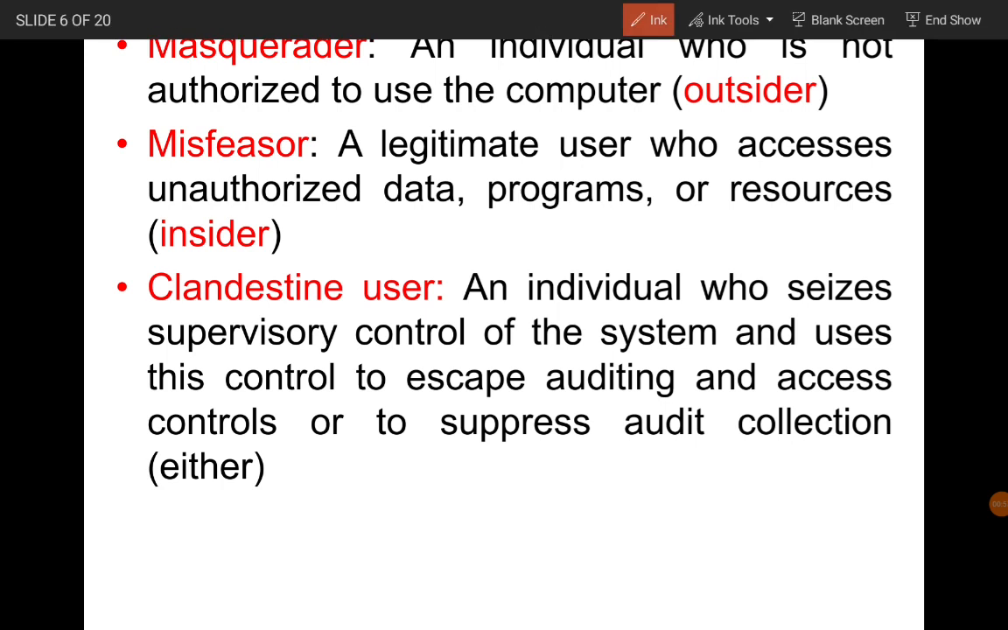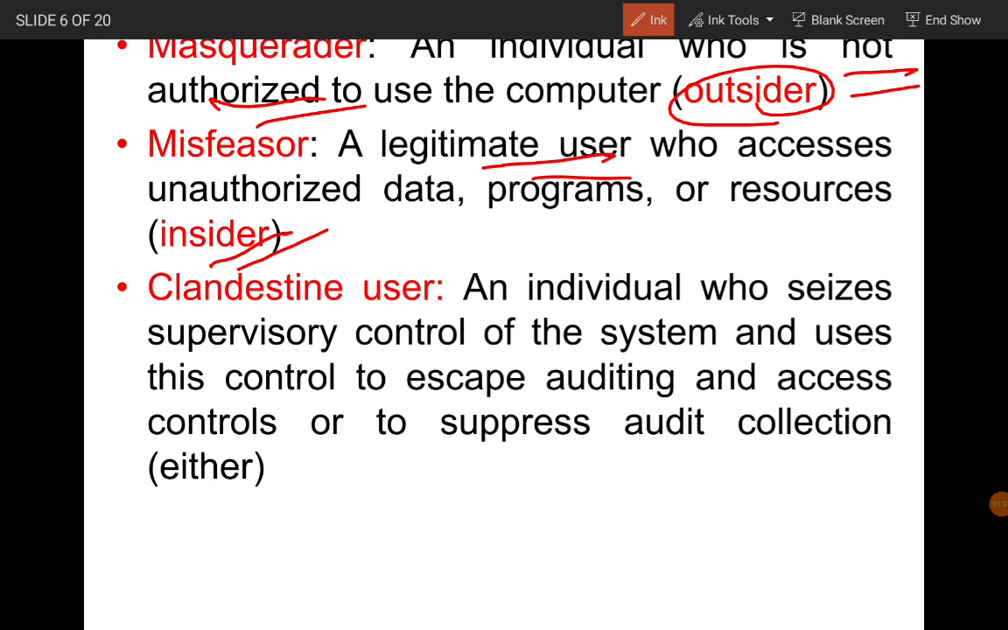A masquerader means an individual who is not authorized to use the computer. Usually he is from outside. He is an outsider, from outside of the organization. Misfeasor: he is a legitimate user who is working inside the organization, but he accesses the data without having proper permission. So a misfeasor is an insider.